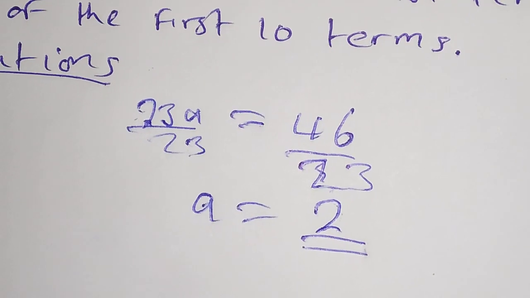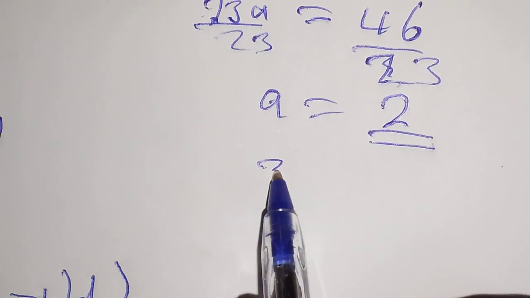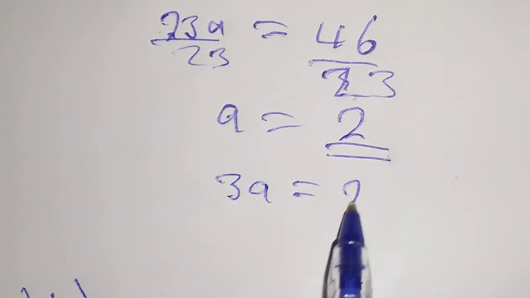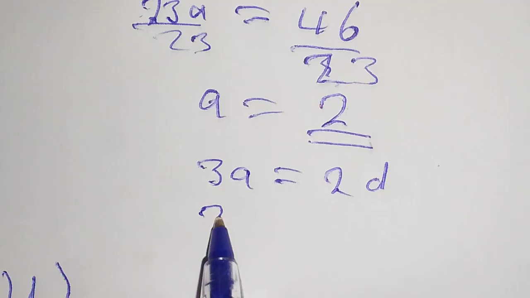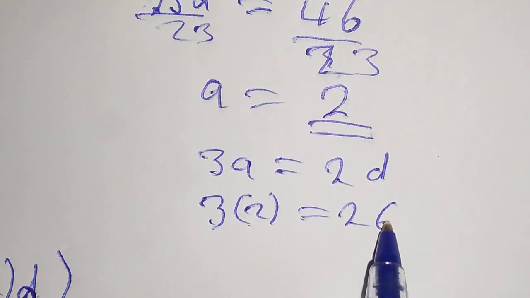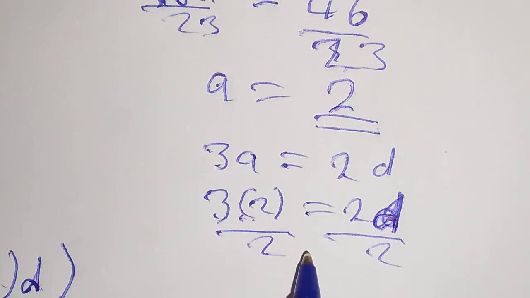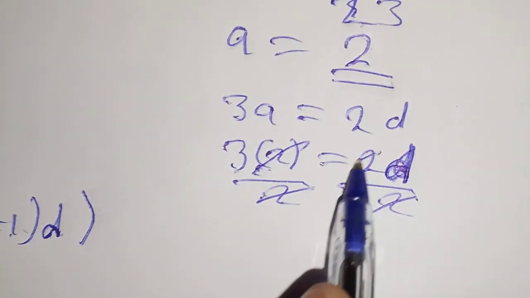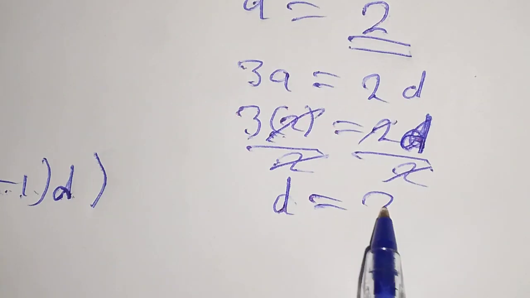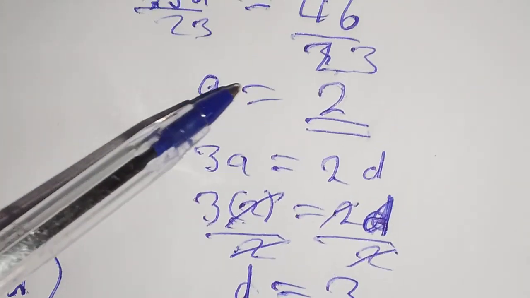Then let's find the common difference now. We have 3a is equal to 2d. So 3 times 2, which is 6, is equal to 2d. Dividing by 2 on both sides, our d is equal to 3. So the common difference is 3, and the first term is 2.